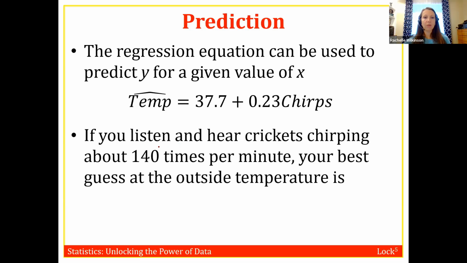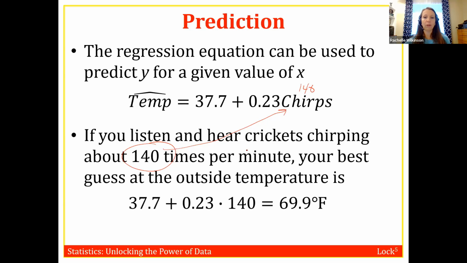Perfect. So we're going to take that 140, plug it right in here for the chirps, and then we're just going to solve. So if I plug in 140, then I get a predicted temperature of 69.9.